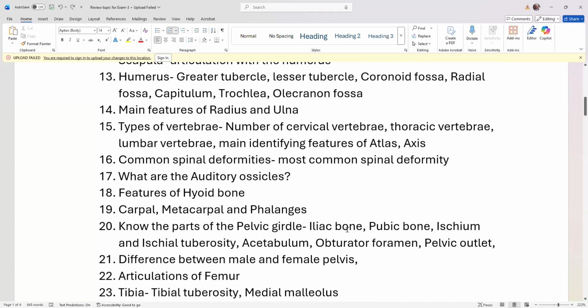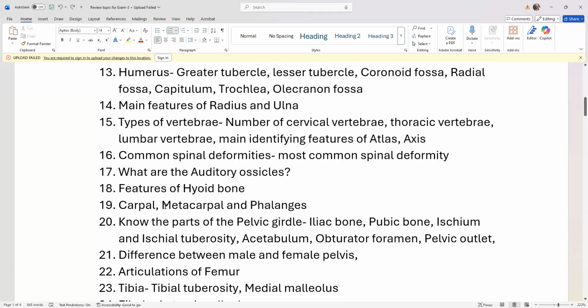And then going down into the wrist, we have the carpals, metacarpals, and phalanges. So you should know the book. You should have an idea about different parts. You know that the carpal constitute the wrist. Metacarpal is the palm of the hand, and phalanges is the fingers.